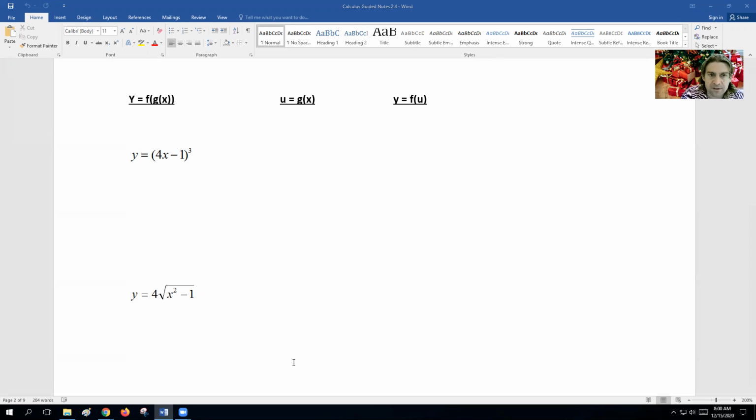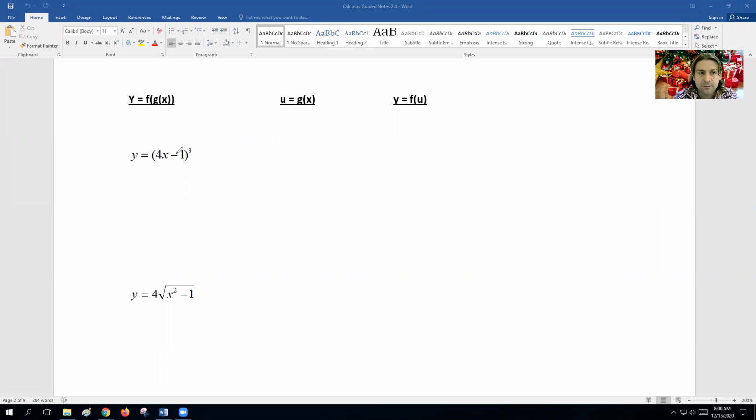Let me get my drawing tools out here. If we have y equals 4x minus 1 cubed, we technically don't have to use the chain rule. We could write this all out, FOIL it, multiply it a bunch of times, distribute, and then do the power rule.